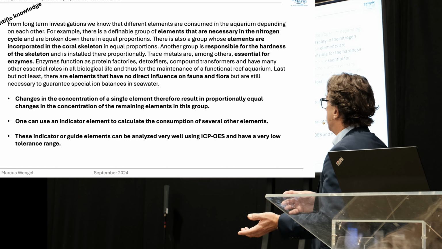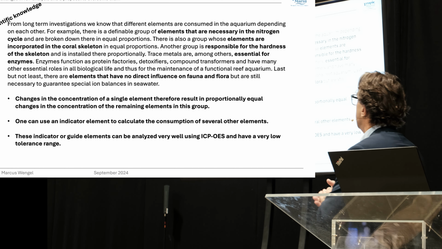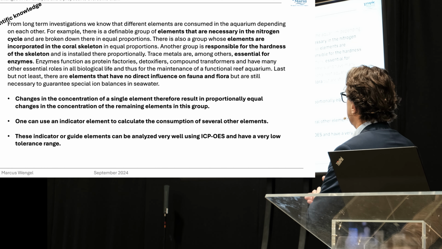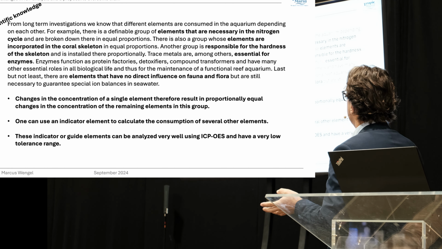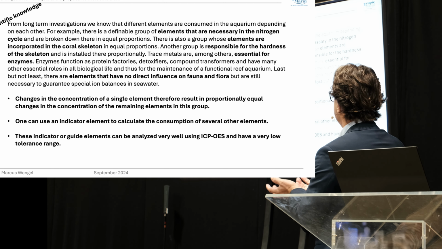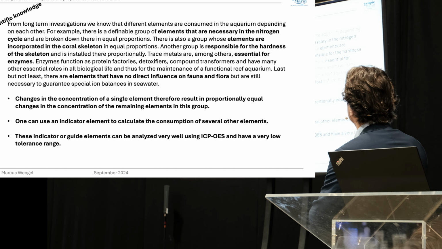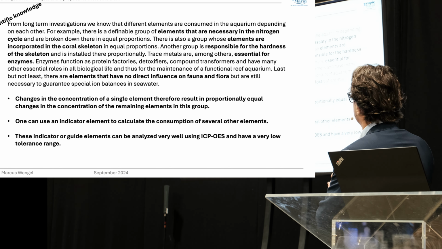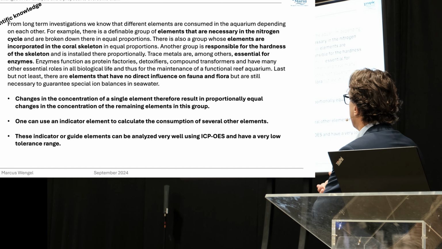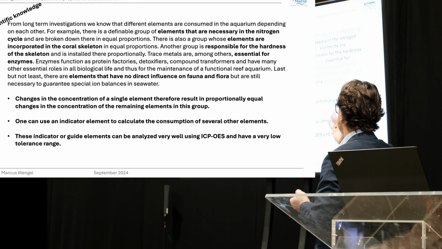On the other side, we have a scientific knowledge about the elements in the water, right? From long time investigations, we know that different elements are consumed in the aquarium depending on each other. For example, there are elements that are necessary in the nitrogen cycle. This is a group of elements, 2, 3, 4, 5, 6, and all these elements are necessary in the nitrogen cycle. There's another group, for example, with elements which incorporate in the coral skeleton, and another group which is essential for the enzymes. These are the heavy metals.